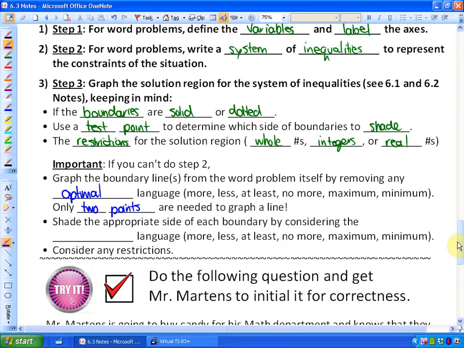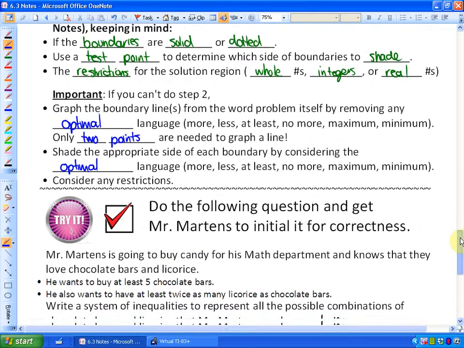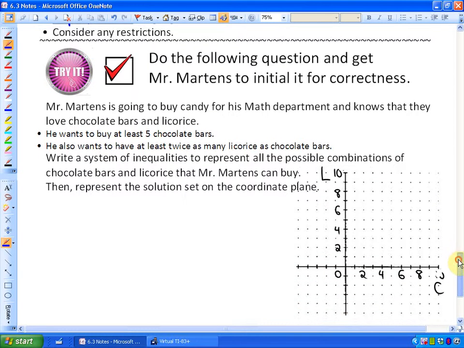Secondly, shade the appropriate side of each boundary line by considering the optimal language. And lastly, consider any restrictions. If you're in my class, you're going to want to try this problem below on your own and get me to initial it.